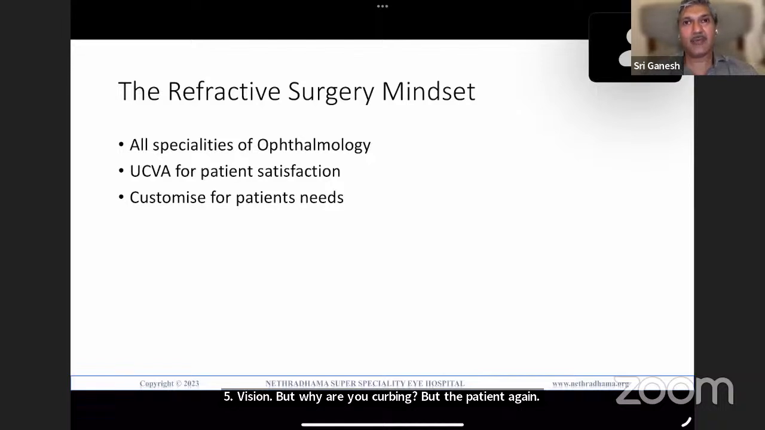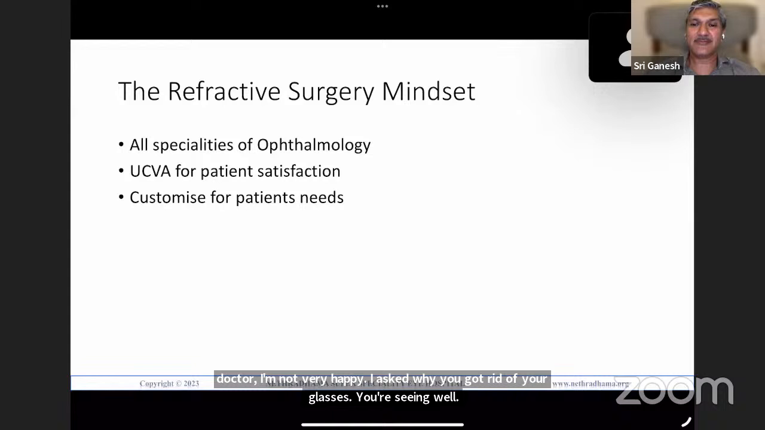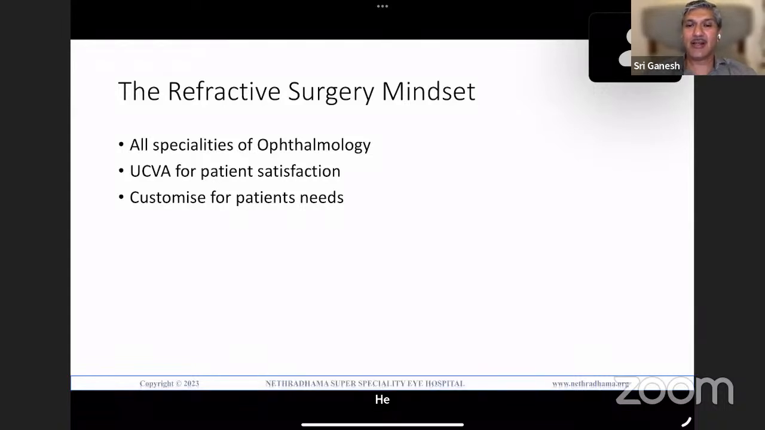I had this very early in my refractive surgery practice. There was one lady who was almost 39, 40, who came in for surgery, myopia of about 2 diopters. I did the correction, and she had a perfect result, plano 6/5. But then she came back unhappy, saying, doctor, I'm not very happy. I asked, you got rid of your glasses, you're seeing well, why? She says, I'm a newsreader, and I have to put on makeup.